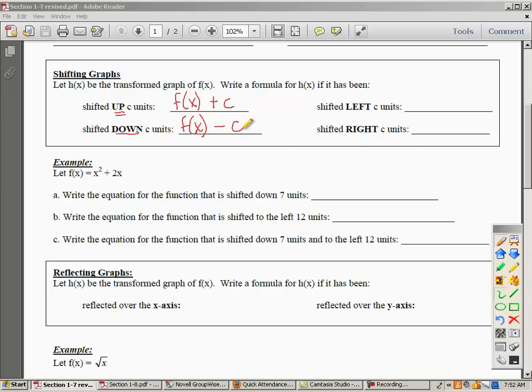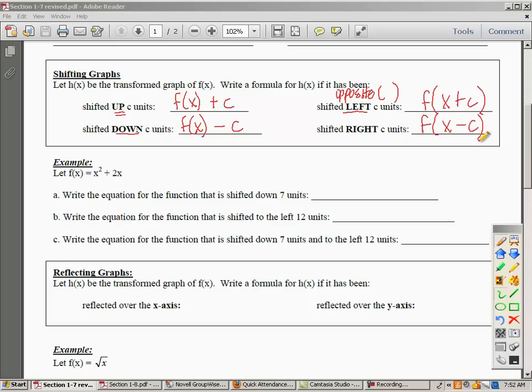If we want to go left, left and right are opposite of what we think. Remember, they're also in parentheses. So in our function, we take x, and because it's left, I want to say x plus c. And if we shift right, we'll say x minus c. Again, this goes in the parentheses and it's opposite of what you think. So we're going to give you an example of how that works.